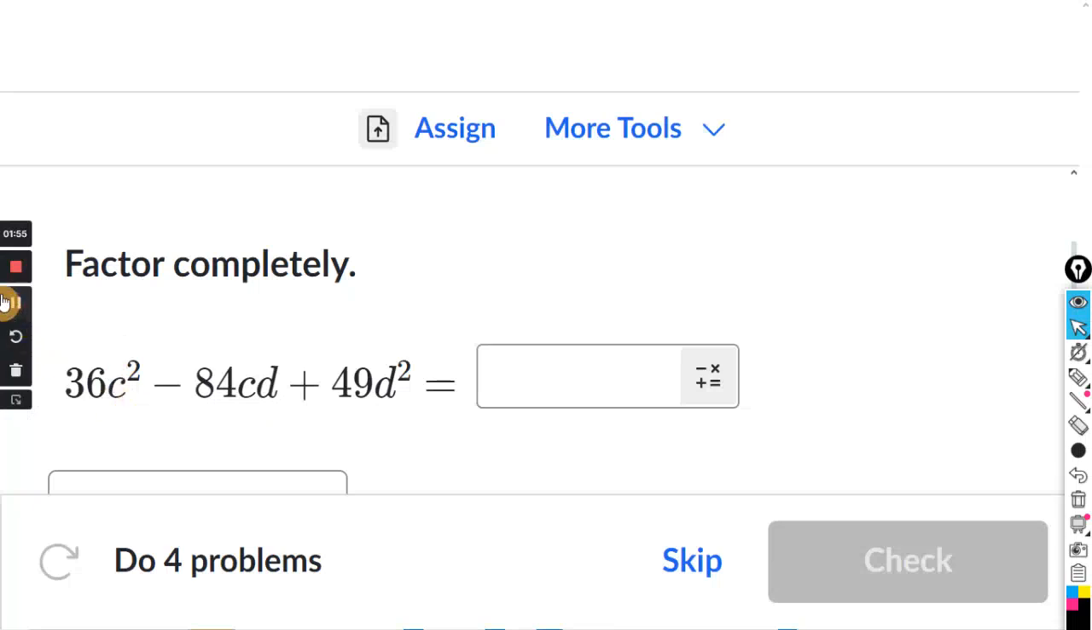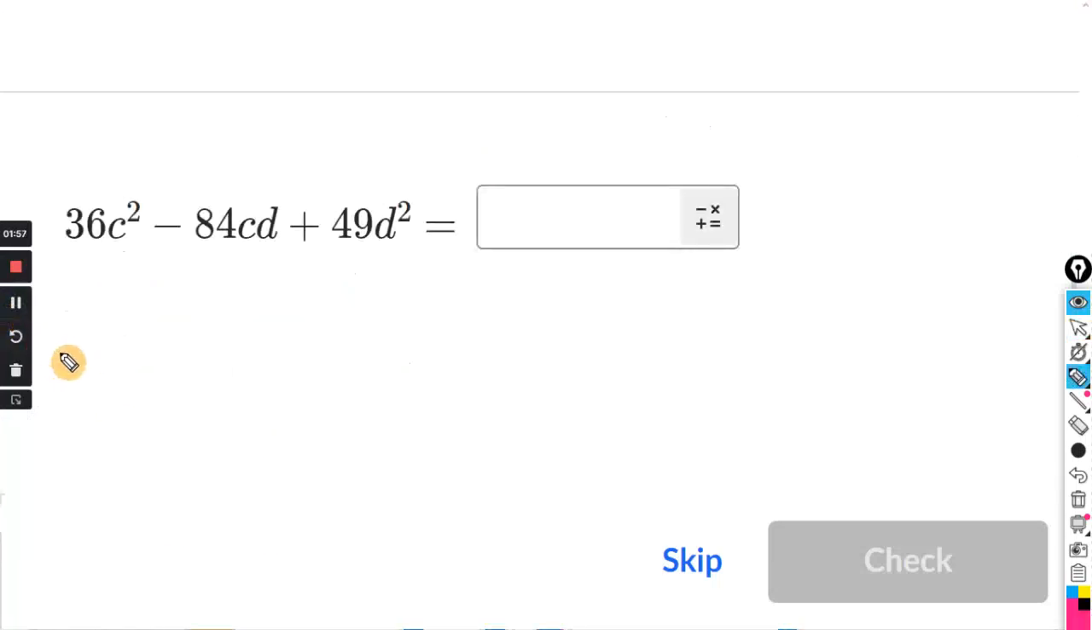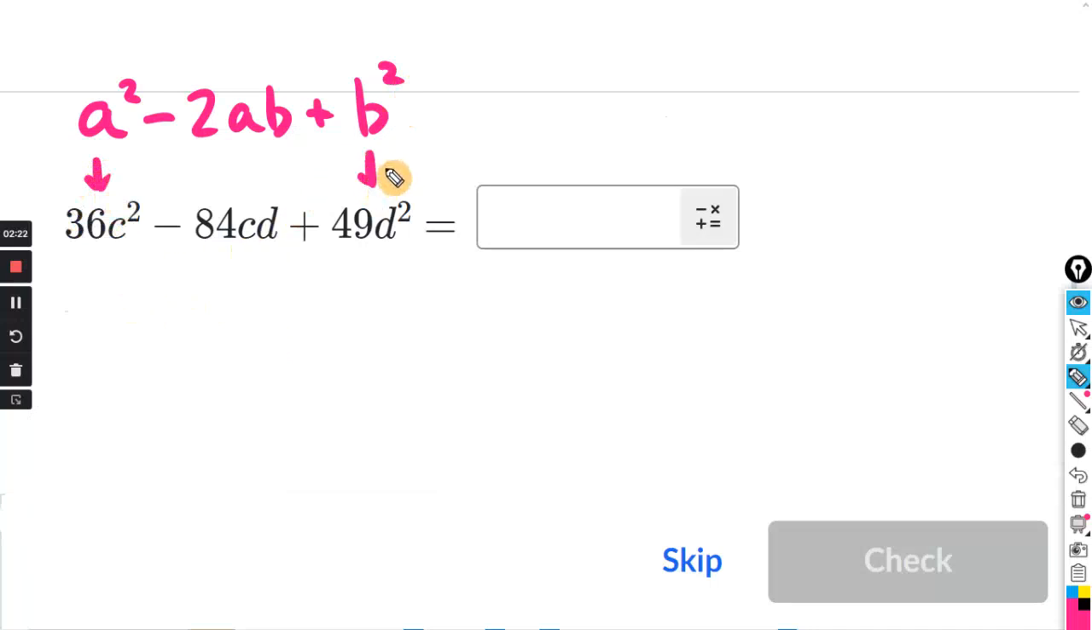All right, factor completely. Let's take a look. All right, so notice the middle term is negative. So this one is in the form of a squared minus 2ab plus b squared. Okay, we can associate a squared with 36c squared and b squared with 49d squared. Let's solve for a and b.